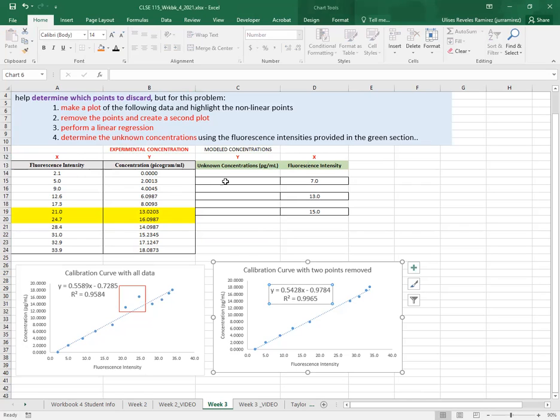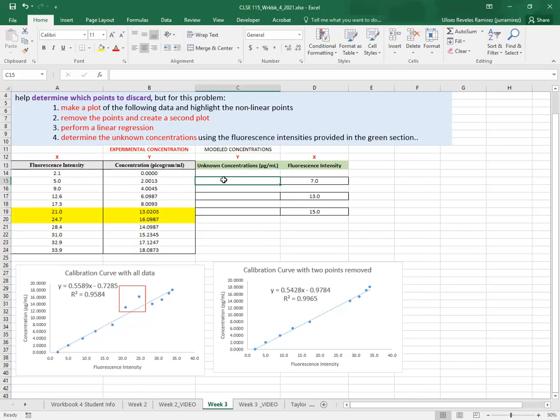This is the model. So I want to say y equals slope 0.528 times the x, which is here, plus the y intercept, in this case negative 0.9784. So that is my model concentration. I can copy the formula and paste it here. These are the new model concentrations for these fluorescence intensities.